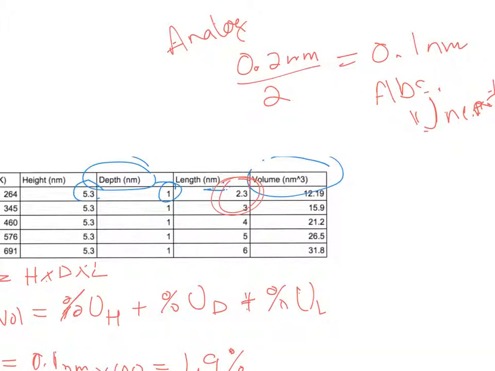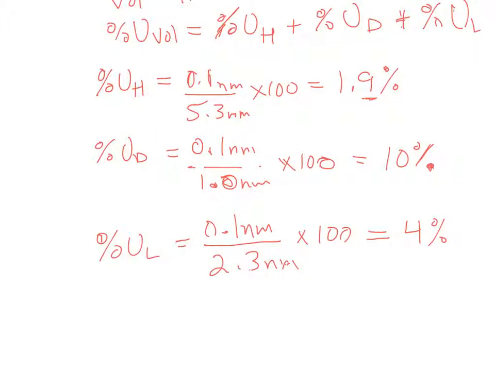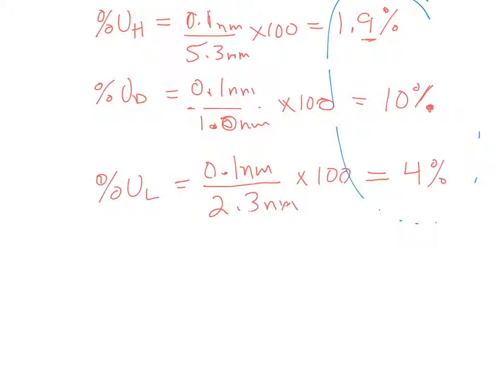So for my percentage uncertainty for my length, I'm just going to use that same 0.1 nanometers, even though it was measured a different way. Still the same one, divided by 2.3, which is the length I got, multiplied by 100, and that gives me roughly 4%. So I got all three percentages right now, and to calculate the volume, I just have to add them all together.